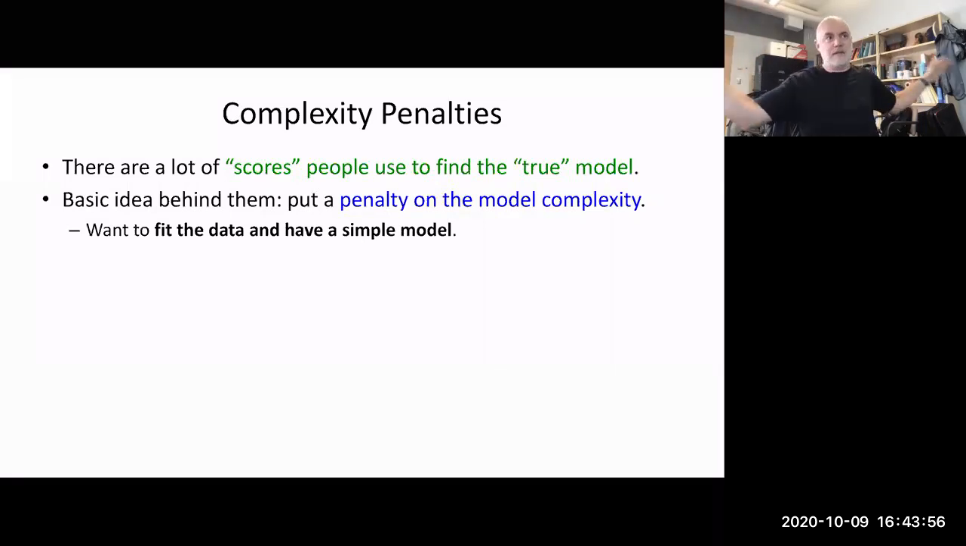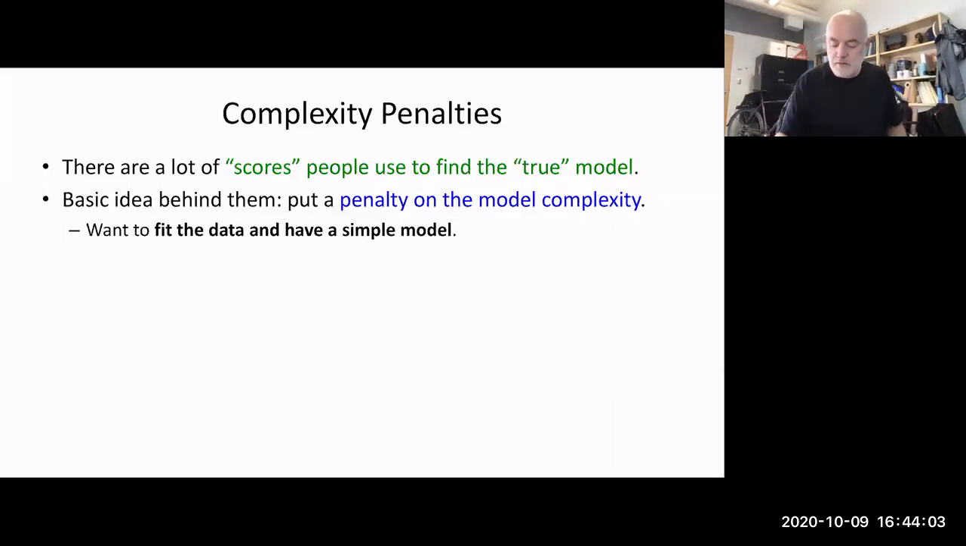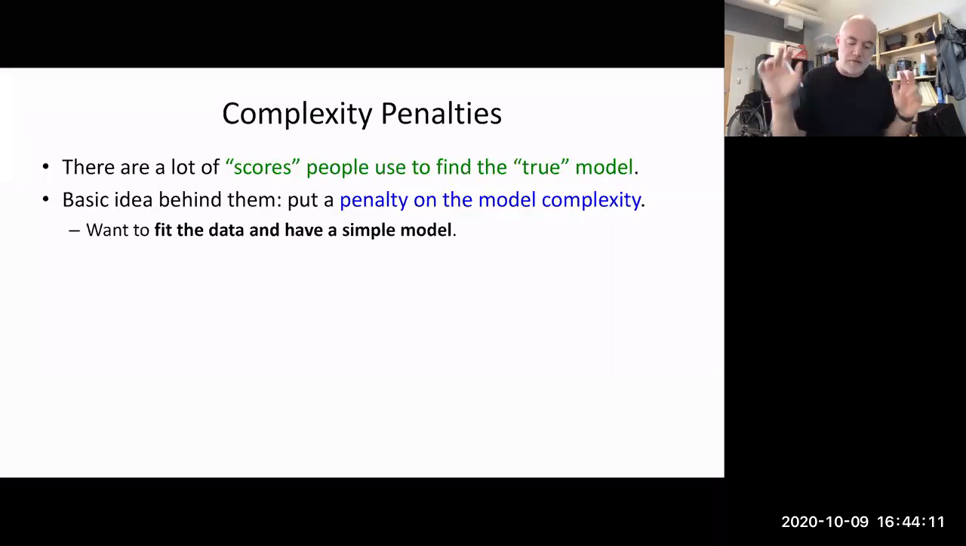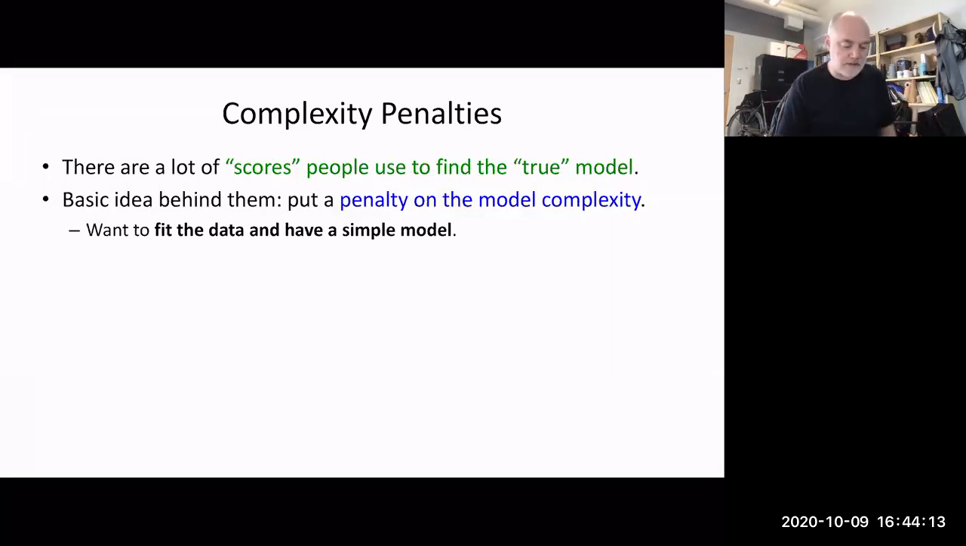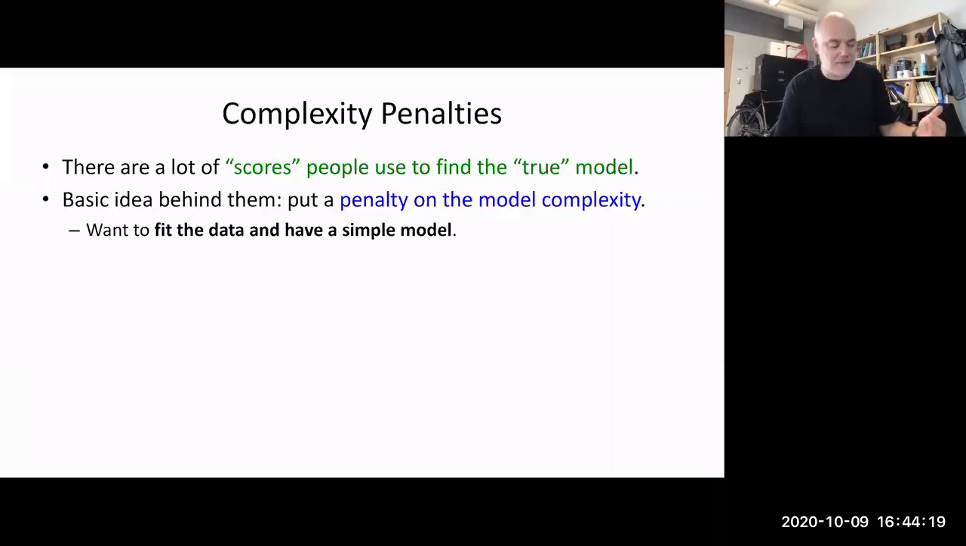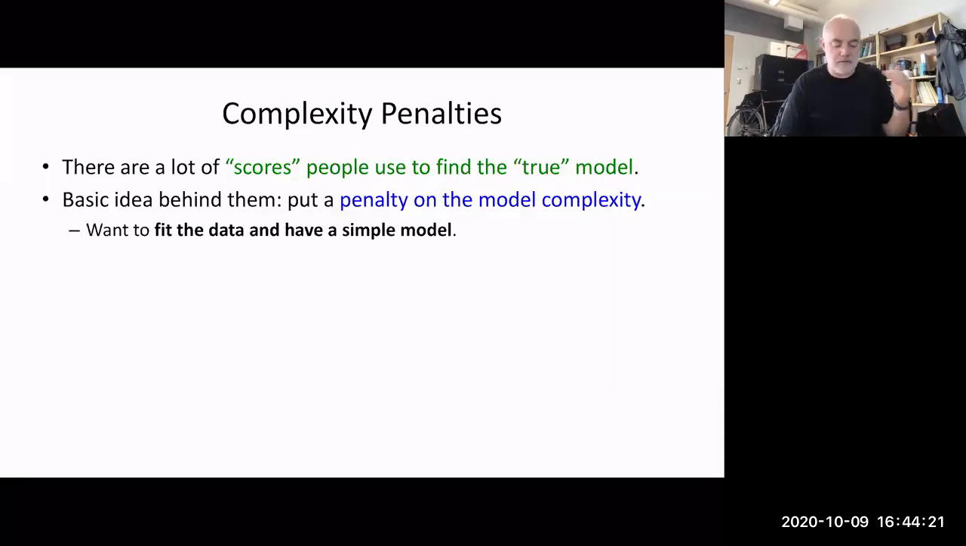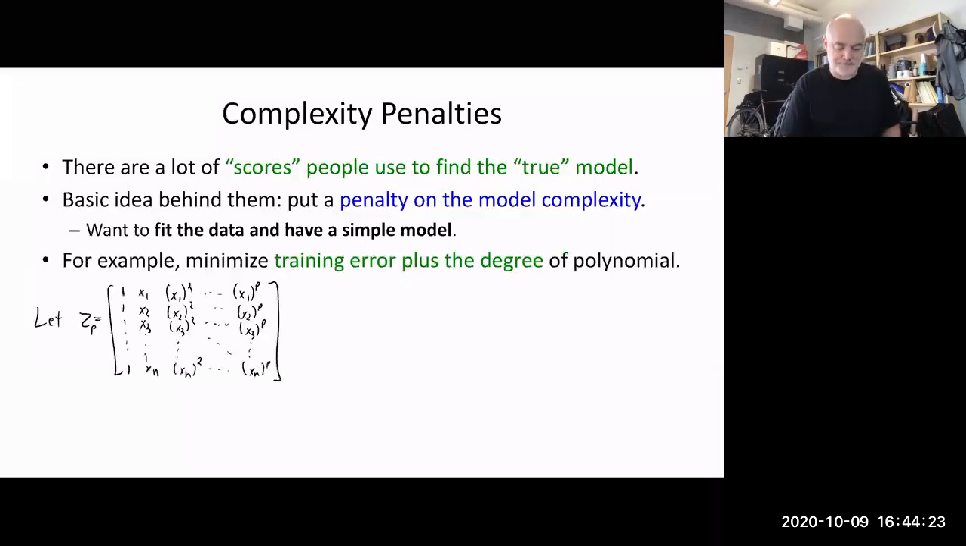That's a good idea, it makes the model really powerful, but somehow we'd like to also simultaneously push the model complexity down, like prefer simpler models, apply Occam's razor, so to speak, right? So there are lots of scores that people use to find the true model to penalize model complexity. And the basic idea is that they put a penalty directly on the model complexity. It's the Occam's razor idea in code. You want to fit the data and have a simple model.